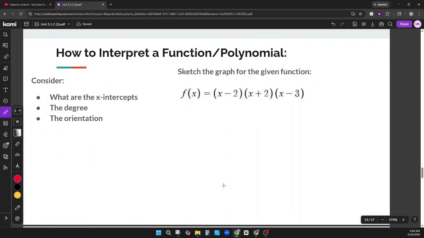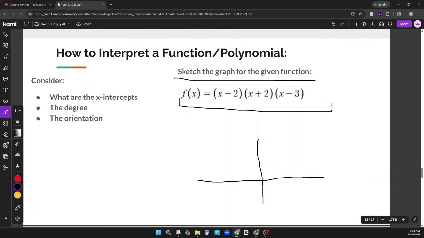So, given this example, go ahead and take a moment and see if your sketch matches my sketch. Go ahead and take a pause and try this one out. See if we're able to sketch the graph given this function. Well, this one is going to be a degree 3 function. Let's get that off the bat.